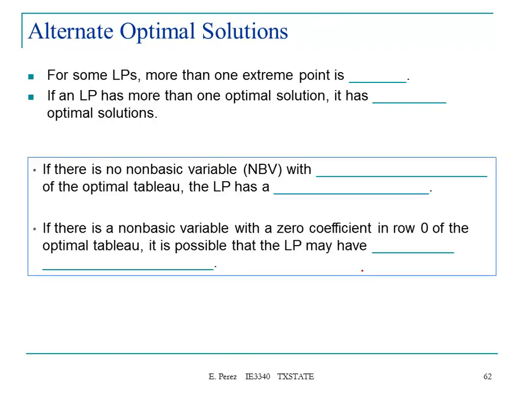We are now going to transition to when you can identify if you have multiple solutions, or alternate optimal solutions, for your problem. So for some LPs, more than one extreme point is optimal. If an LP has more than one optimal solution, it has multiple optimal solutions.